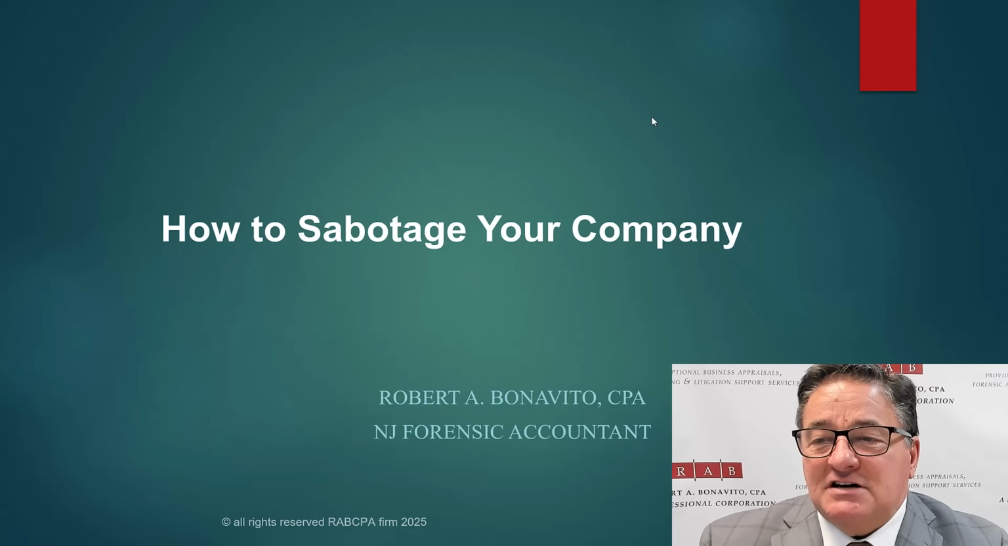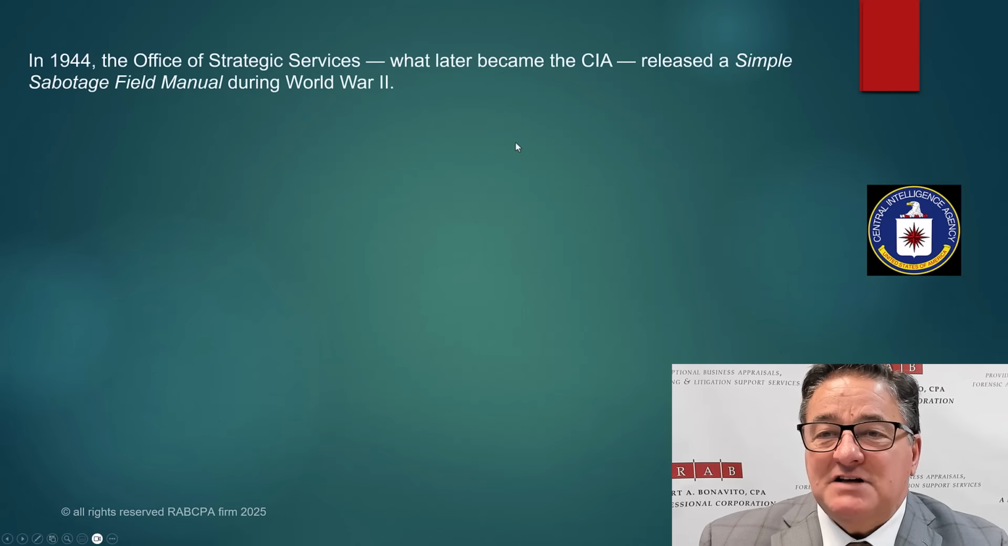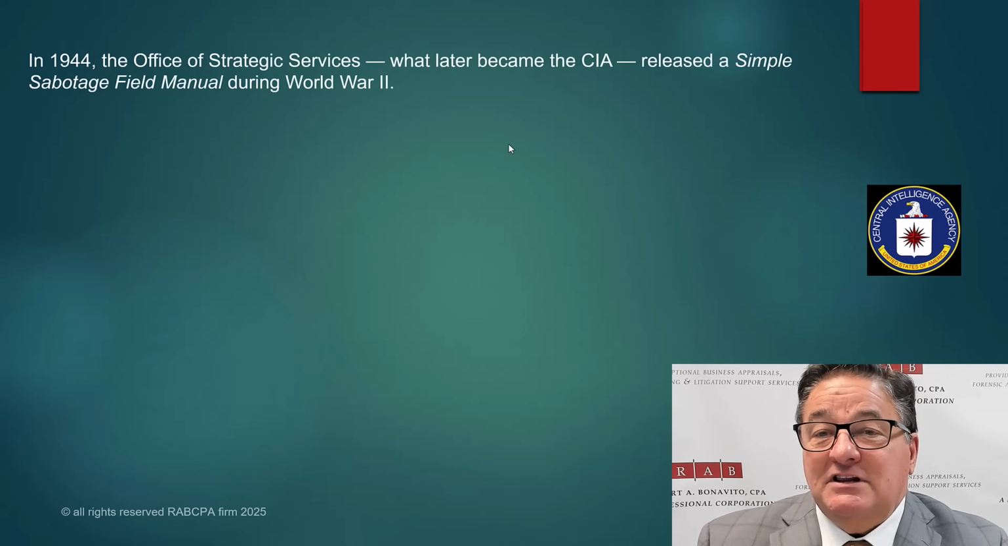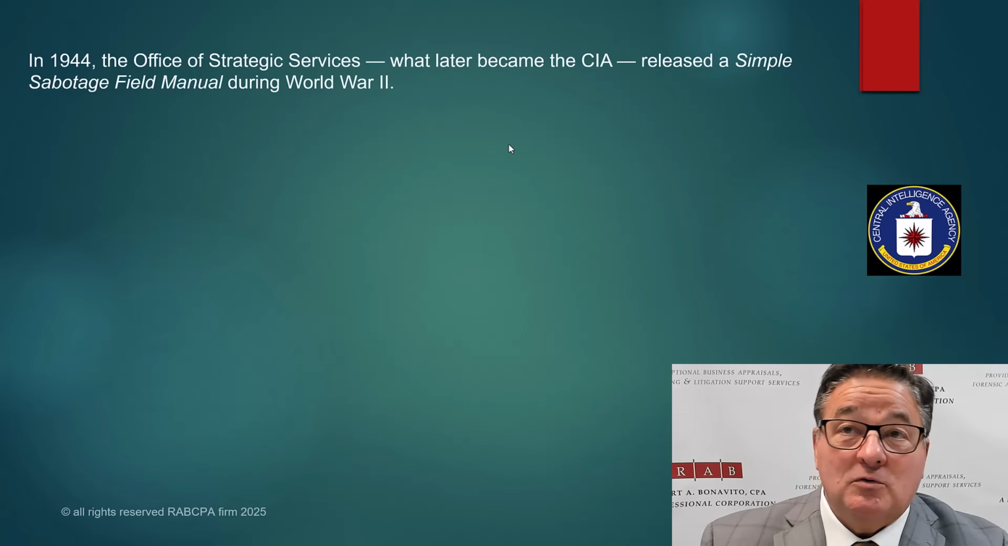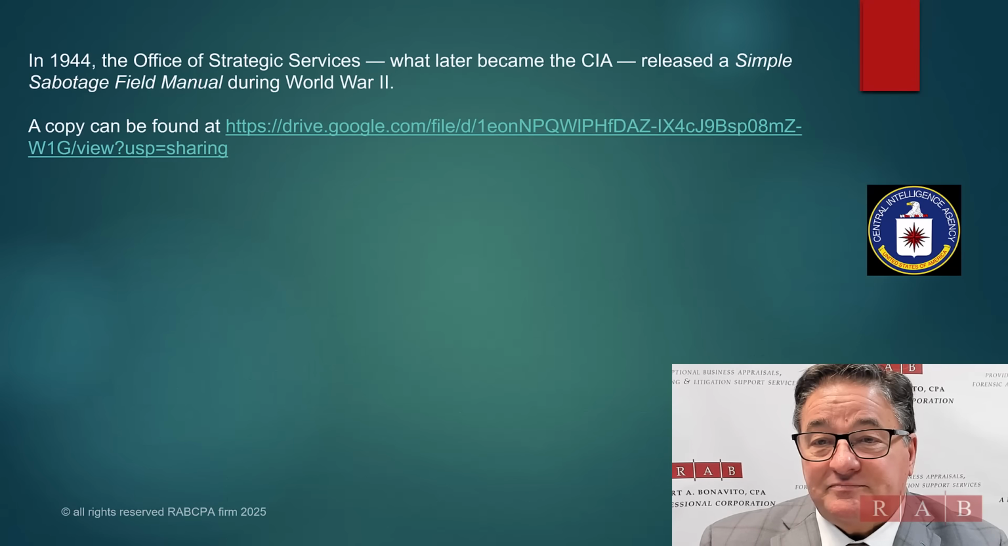Today we're going to discuss how to sabotage your company. This is based on a manual put out by the Office of Strategic Services, OSS, in 1944, which later became the CIA. They released this sabotage manual during World War II, and the purpose of the manual was to disrupt the enemy's supply lines and things like that behind enemy lines.